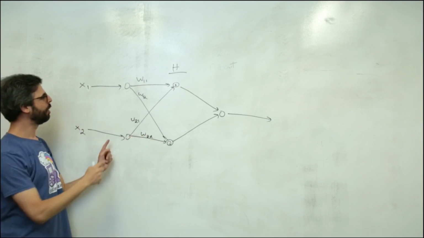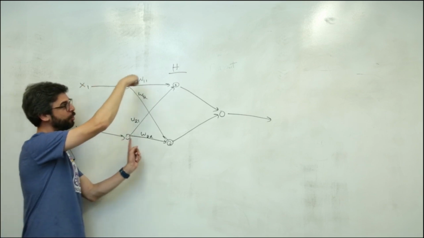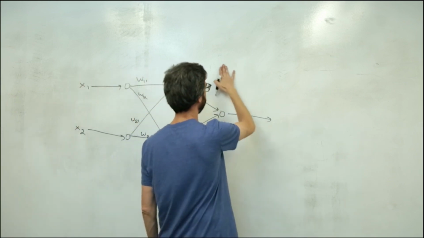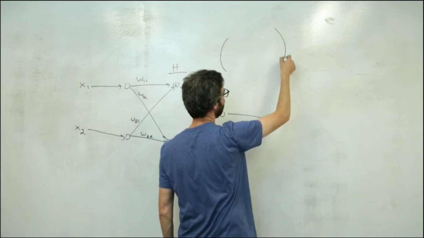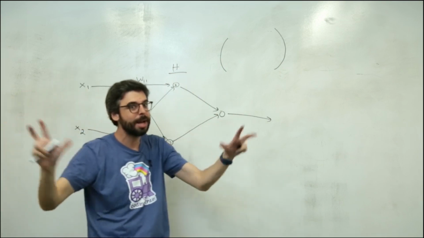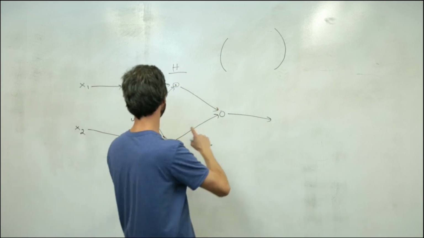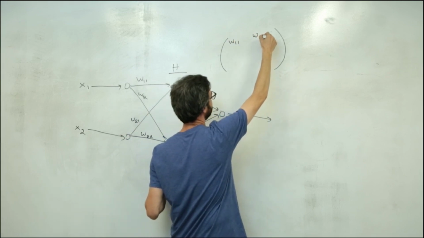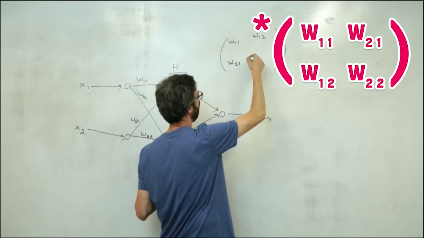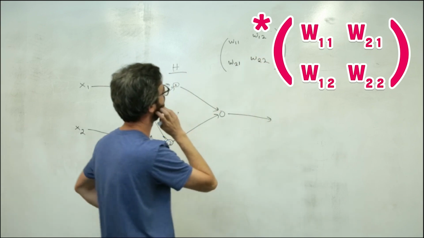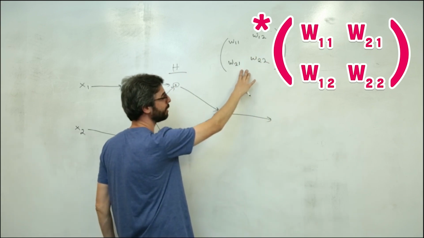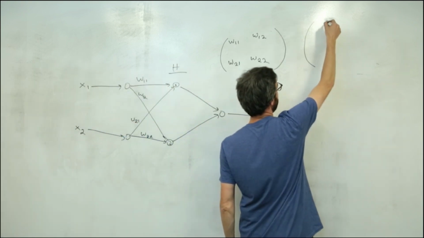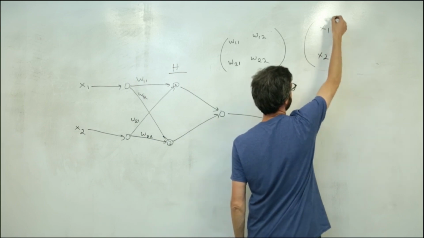So notice how there are 2 inputs, 2 hidden neurons, 4 weights. In other words, the weights, I'm going to start to use matrix notation a little bit. The weights can be expressed like this: 1,1, 1,2, 2,1, 2,2. Okay, so this is a way of expressing the weights. And a way of expressing the inputs, I could write it like this: x1, x2.